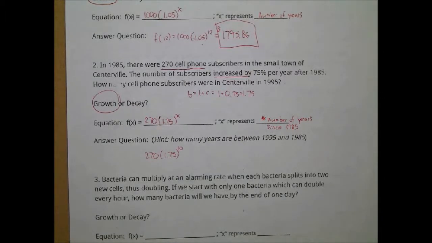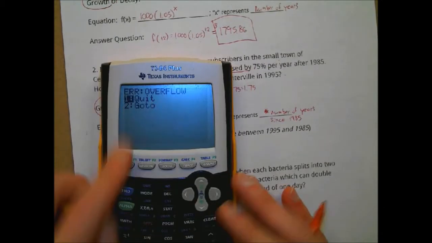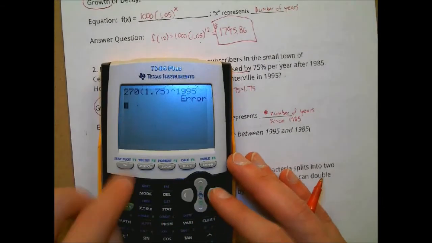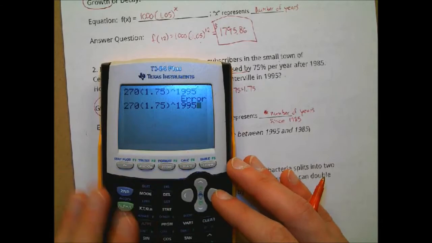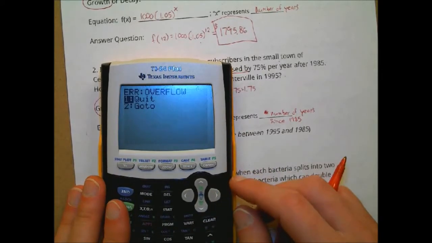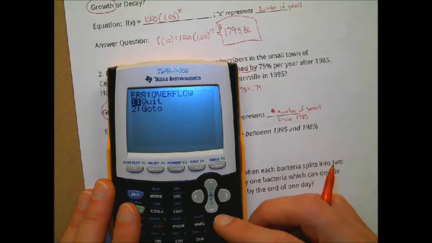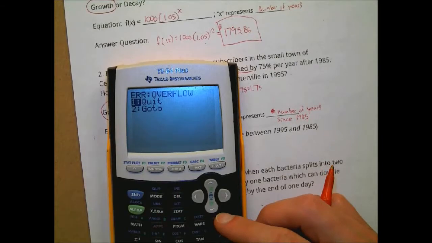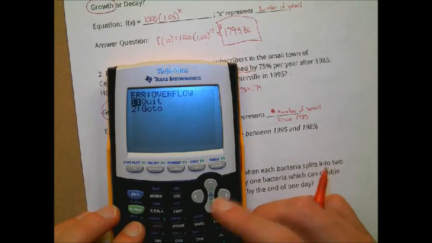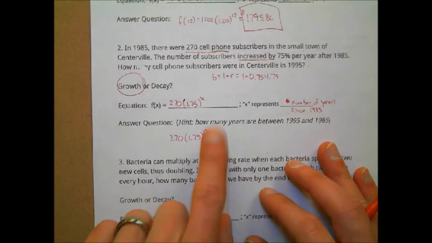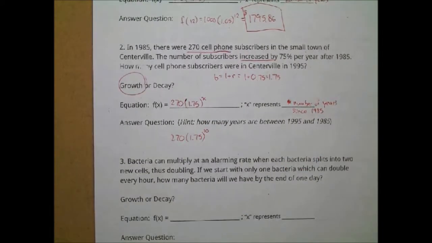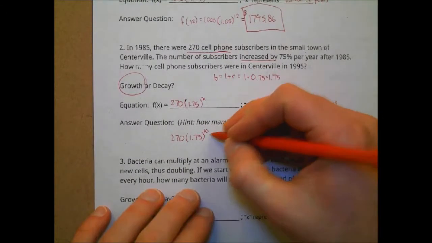I'm pretty sure. Let me try to type it in and make sure. Yeah, see? If you type in 270 times 1.75 to the 1995, you're going to get overflow. That's how you know you did something wrong, okay? Overflow. That number's so big the calculator can't even handle it. Okay? So you have to find how much time has elapsed. Okay, 10 years. And so that's what you're going to type in.